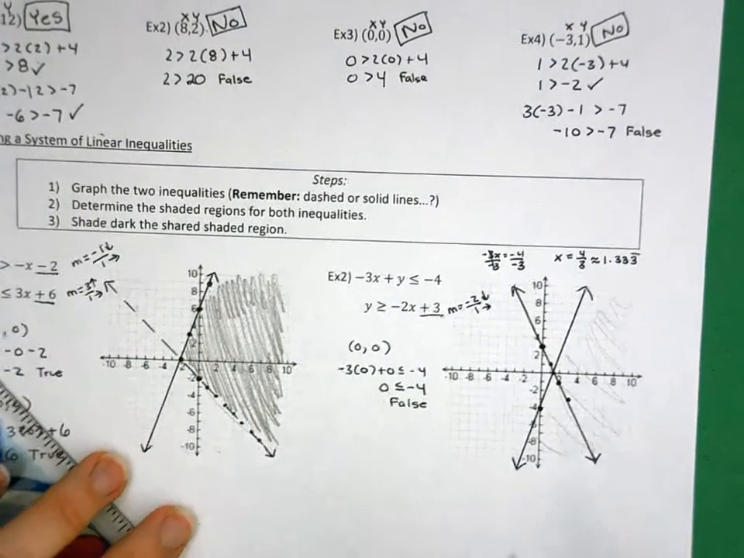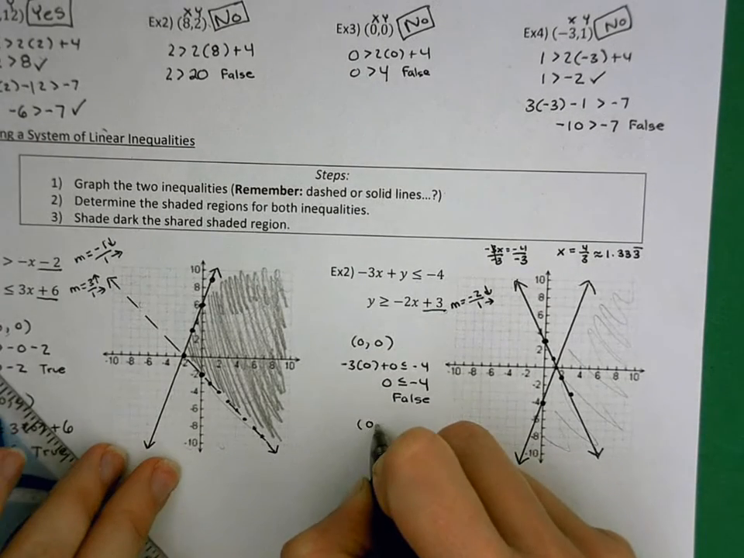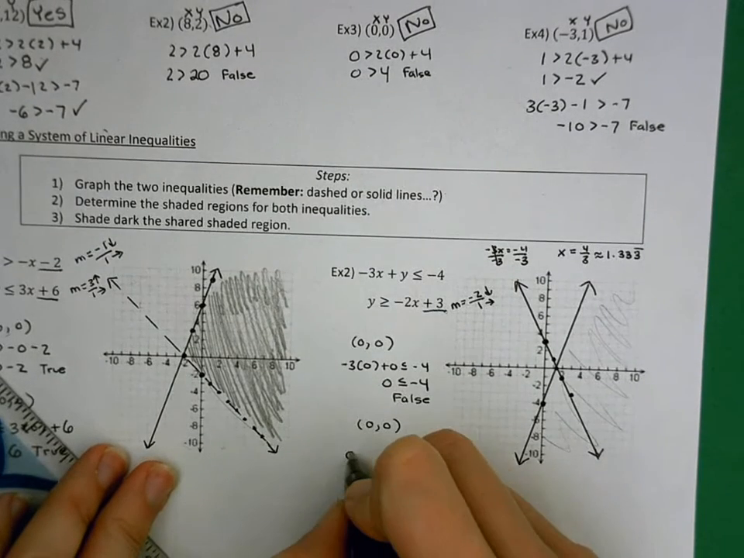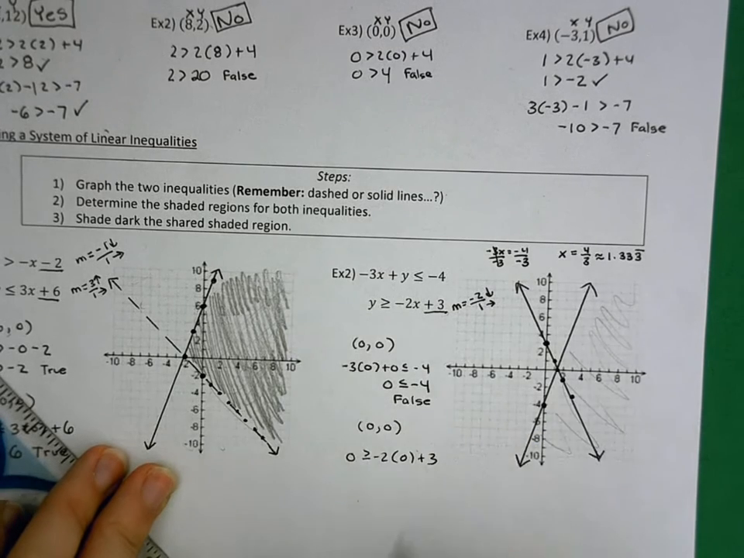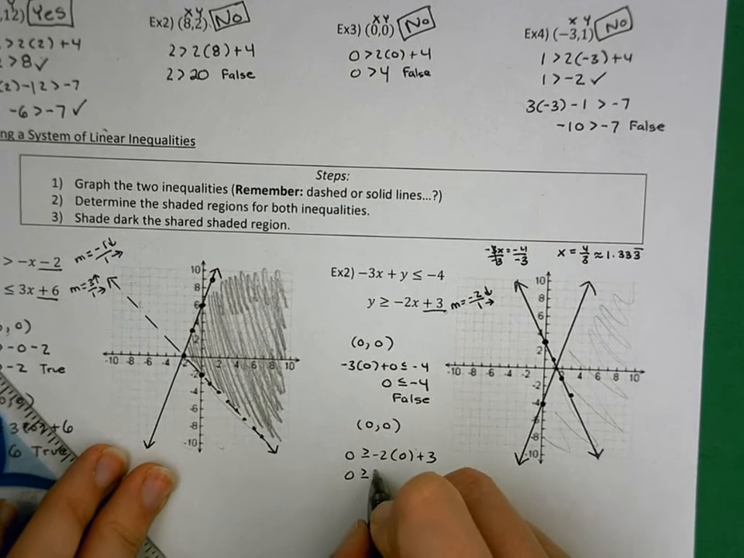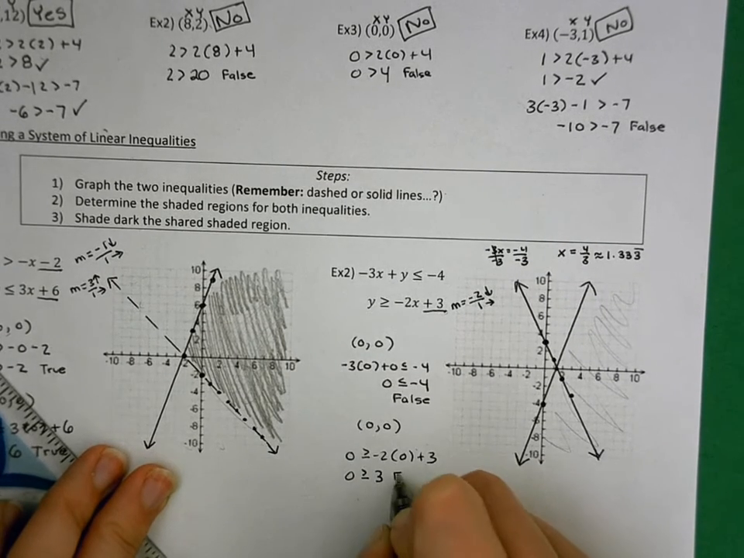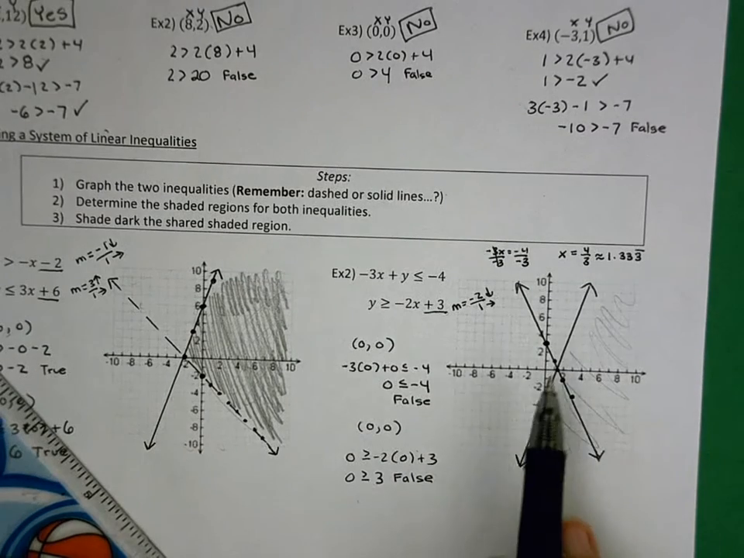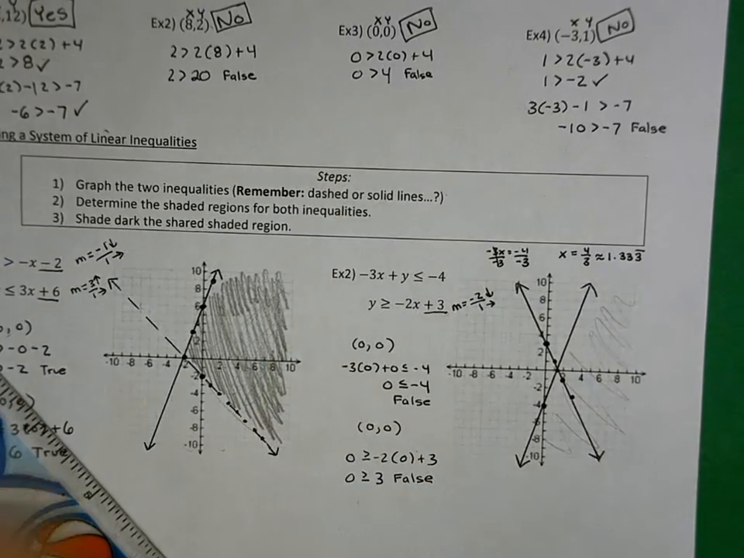And then testing that line, 0, 0 is not on that line either, so I'm going to go ahead and test 0, 0 again. Plugging that in, we have 0 is greater than or equal to negative 2 times 0 plus 3. So 0 is greater than or equal to negative 2 times 0 is 0 plus 3 is 3. Is 0 greater than or equal to 3? Nope. And so we are going to shade away from 0, 0 because that gave us a false statement. So here's 0, 0, so I'm going to shade over here. And again, make sure you do so lightly.